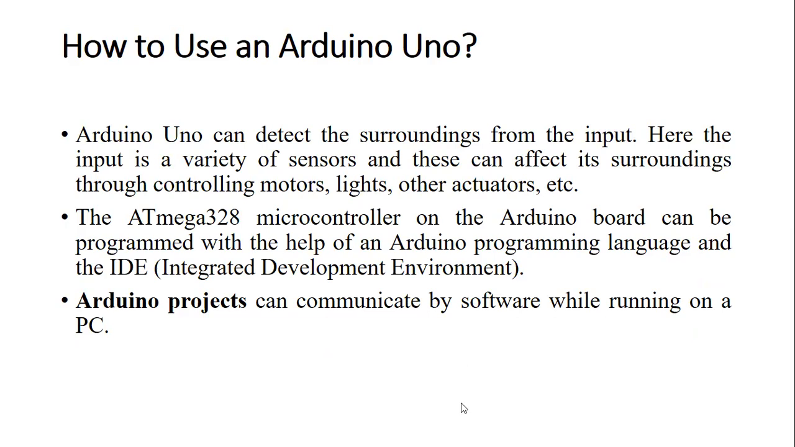Arduino Uno can detect its surroundings from an input. And from where does it get input? It gets input from the sensors. It processes that input, and on the basis of that input, it produces some output that controls a motor, light, or other actuators. So at the input end, there is a sensor, and at the output end, there is an actuator.